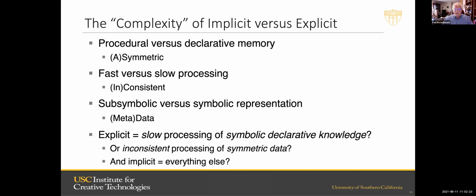So one way to think about this perhaps is that explicit is slow processing of symbolic declarative knowledge, or in terms here, inconsistent processing of symmetric data. And implicit is everything else. But there may also be more involved. So for example, there could be a long-term versus short-term memory issue involved here. There may be other things as well.